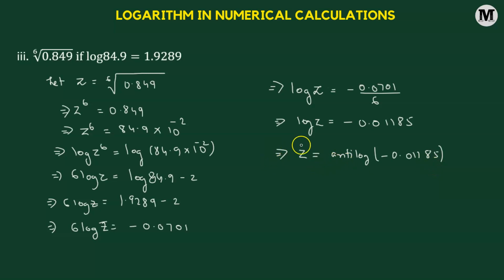But we're not going to take this approach. Instead, we're going to use the definition. Since the base is 10, that means z will be equal to 10 raised to the power of negative 0.01185. We can compute this value with the help of a calculator. So that's going to give us 0.973. So this is going to be the sixth root of 0.849. We can verify that by using a calculator, that the sixth root of 0.849 also comes out to be a value which is very close to 0.973.